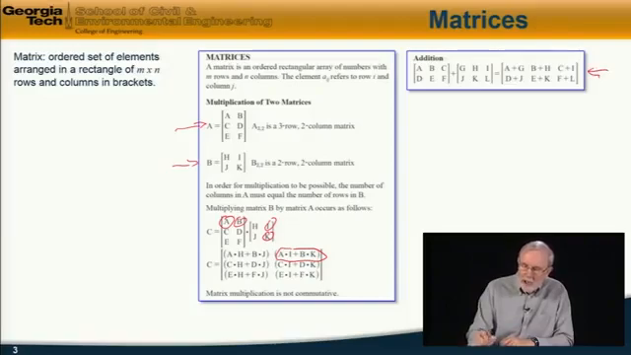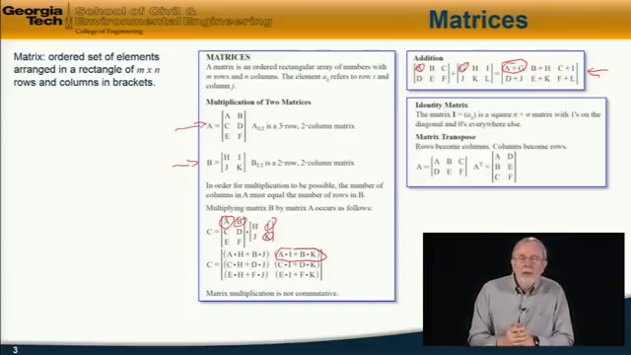Addition of matrices, shown here, is simpler, and for addition of matrices, the number of rows and columns in both matrices must, of course, be the same, and here we simply add the corresponding elements. So the first element here is just A plus G, etc.